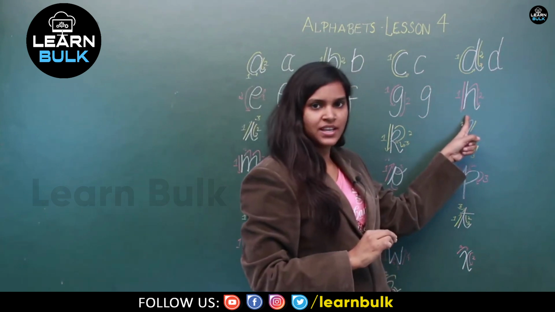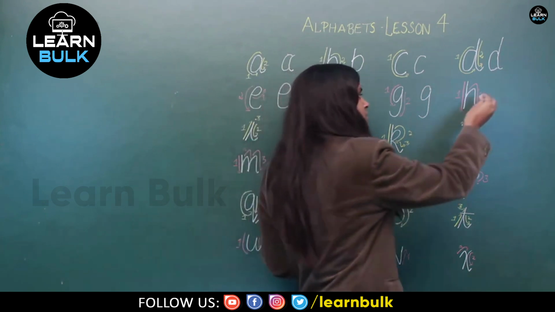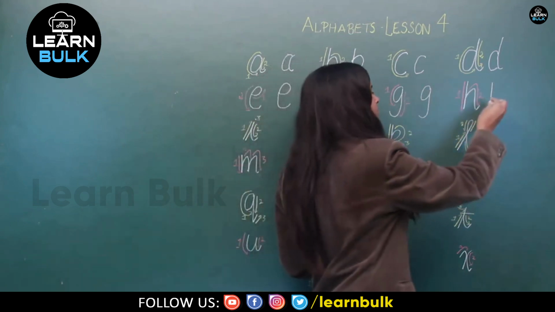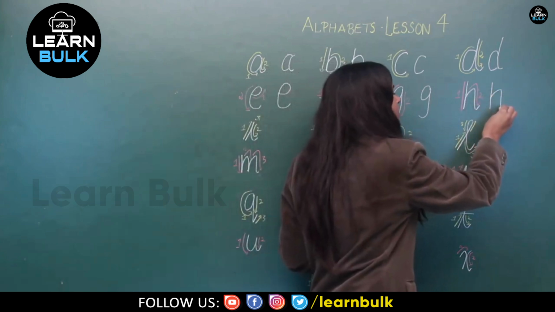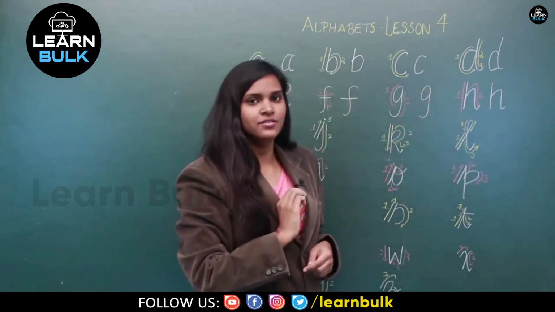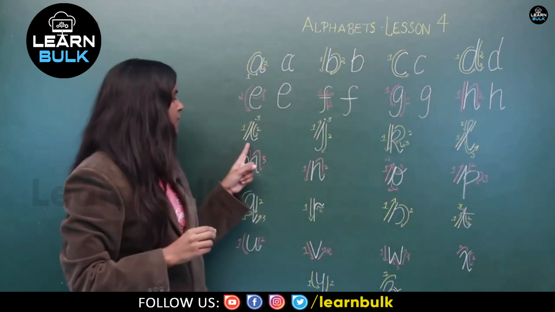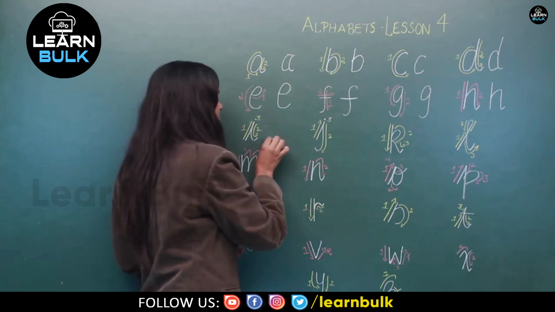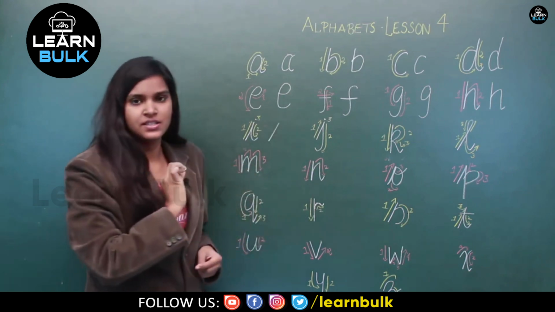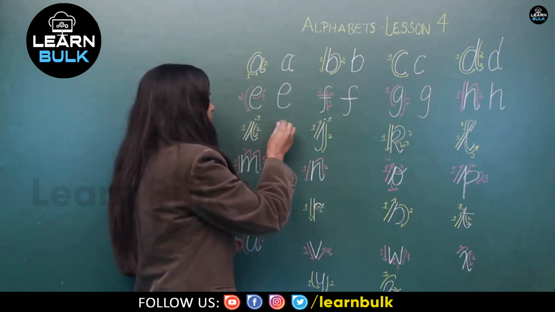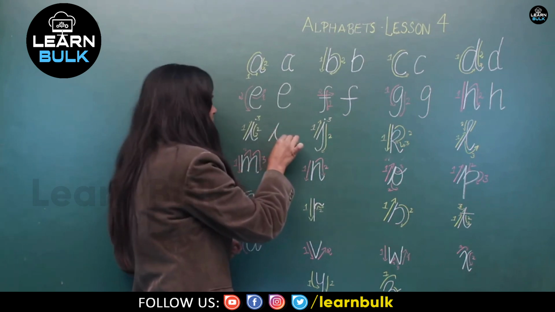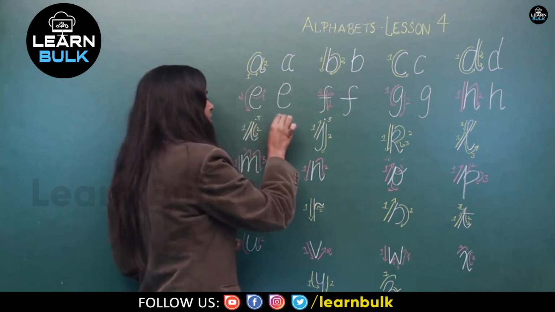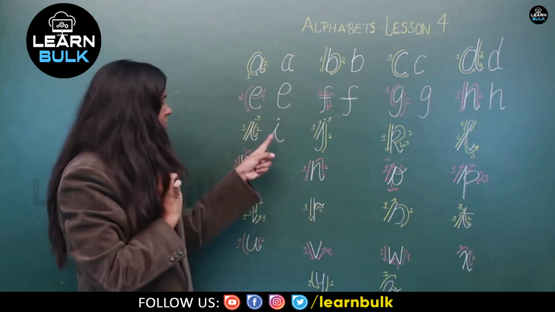Let's learn how to write H. A straight line and then a curve. Let's learn how to write I. A slant line like this, a curve like this, and the dot. The dot is very important.